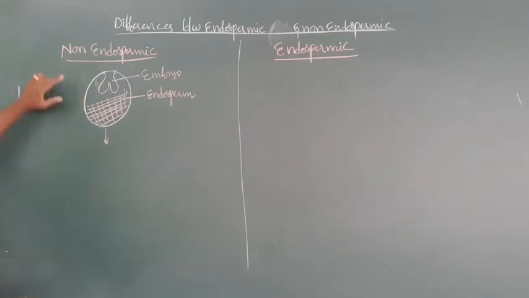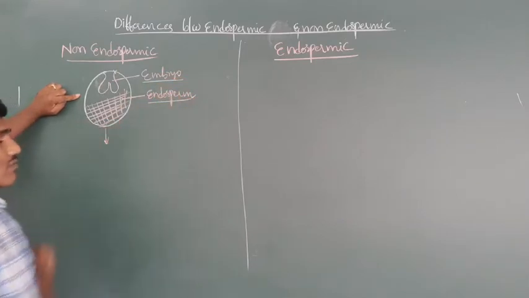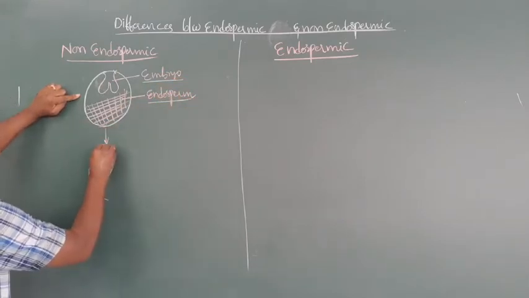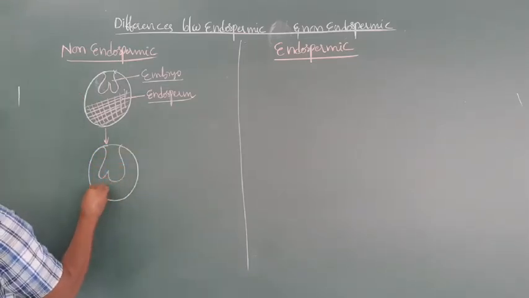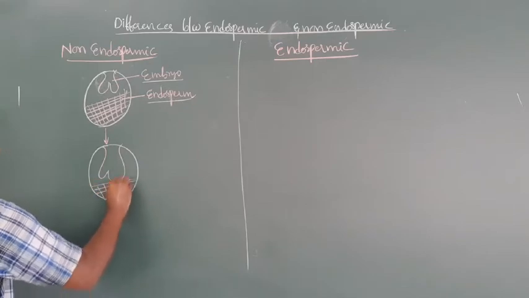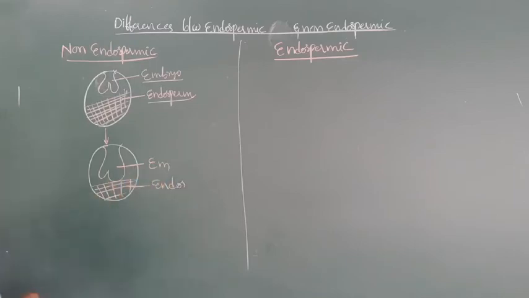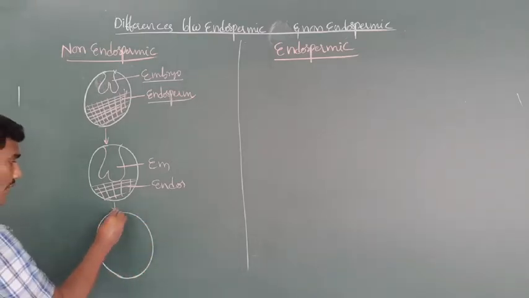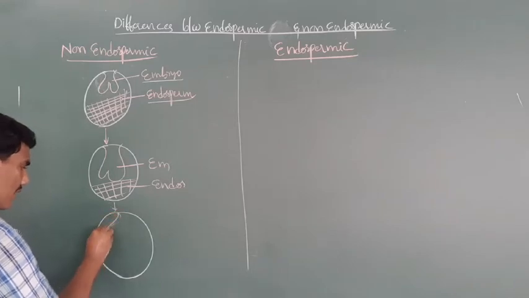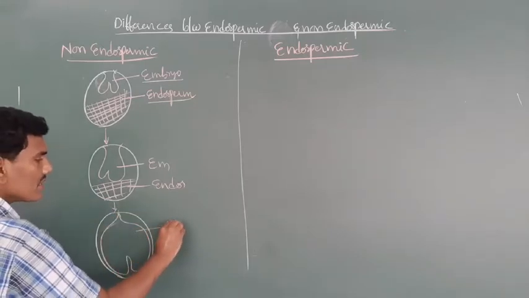For example, this is the embryo sac. This is the embryo. This is the endosperm. See here, this is an embryo, this is an endosperm. In the next diagram, this is also an embryo.